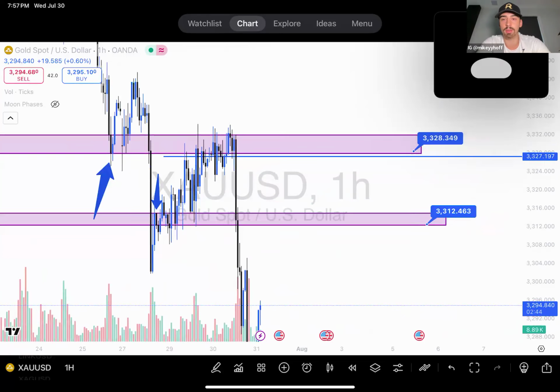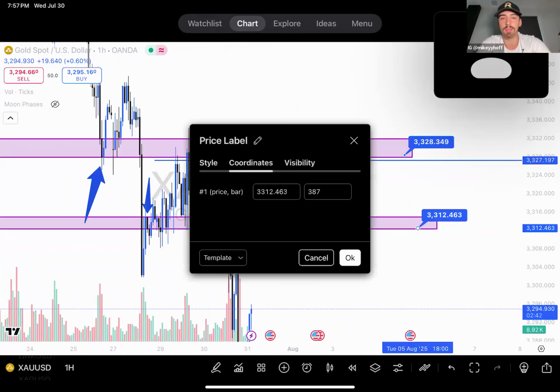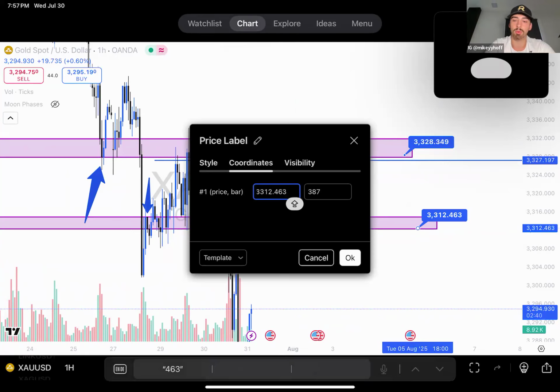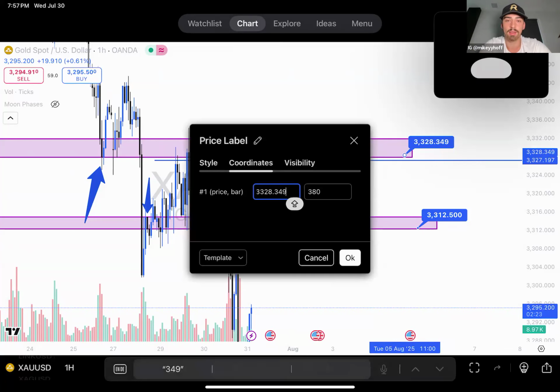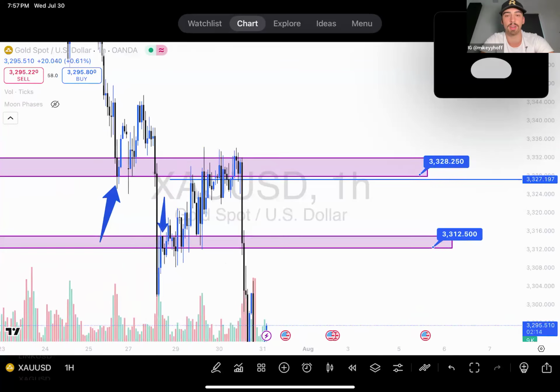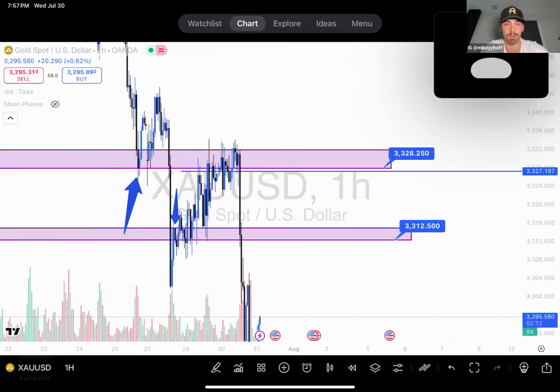Now, where do we put this? What is the quarter level theory? Where do we put our entry? In this case, 3312.463. We can use 3312.5, a quarter level: 0, 25, 50, 75. And then in this case, again, we can use 0.25, the closest quarter level to our current zone.